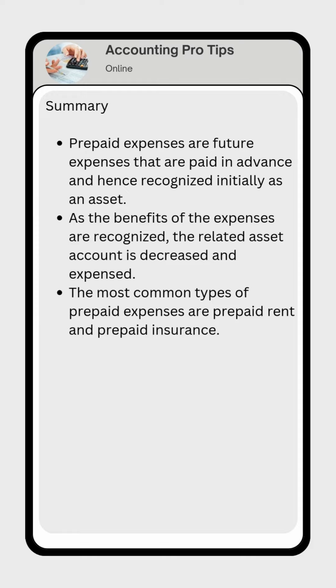Let's summarize the topic. Prepaid expenses are future expenses that are paid in advance and hence recognized initially as an asset. As the benefits of the expenses are recognized, the related asset account is decreased and expensed. The most common types of prepaid expenses are prepaid rent and prepaid insurance.